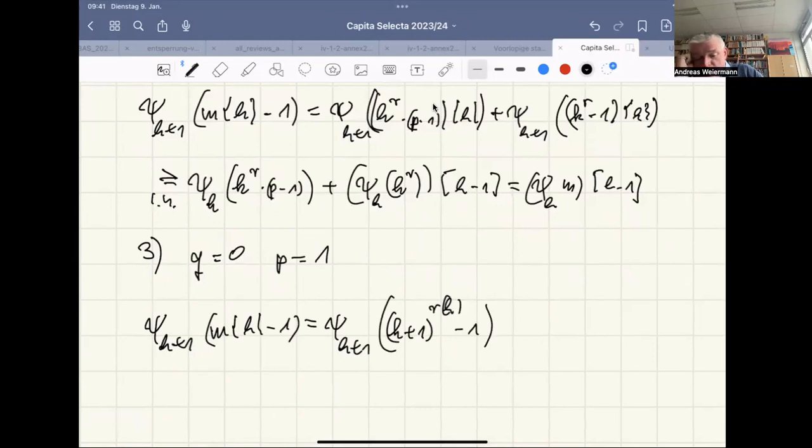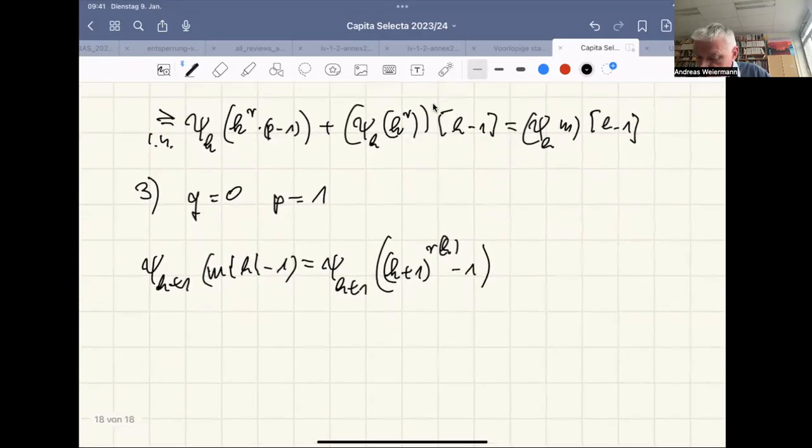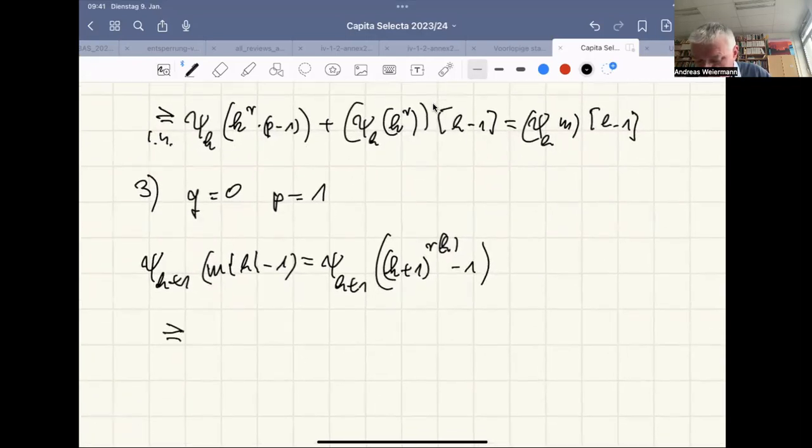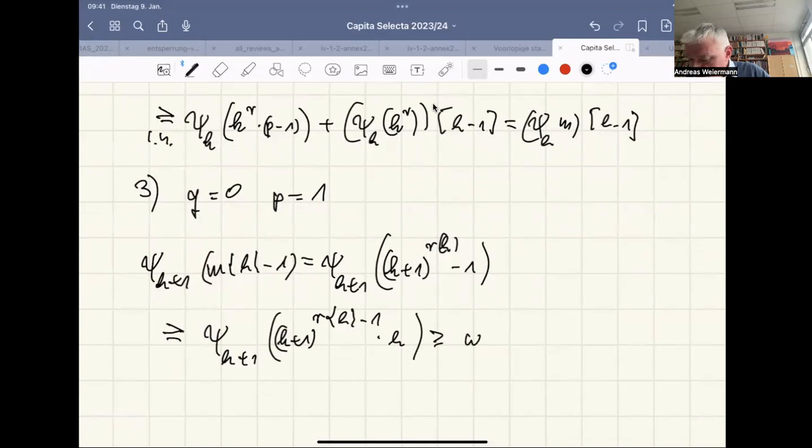Now we have to use the binomial sum. We could evaluate it in full terms, but we just make an estimate and take the first sum. It's the exponential sum. So we have here k plus 1 to the r of k minus 1 times k. This is, by induction hypothesis, at least as big as omega to the psi k plus 1.